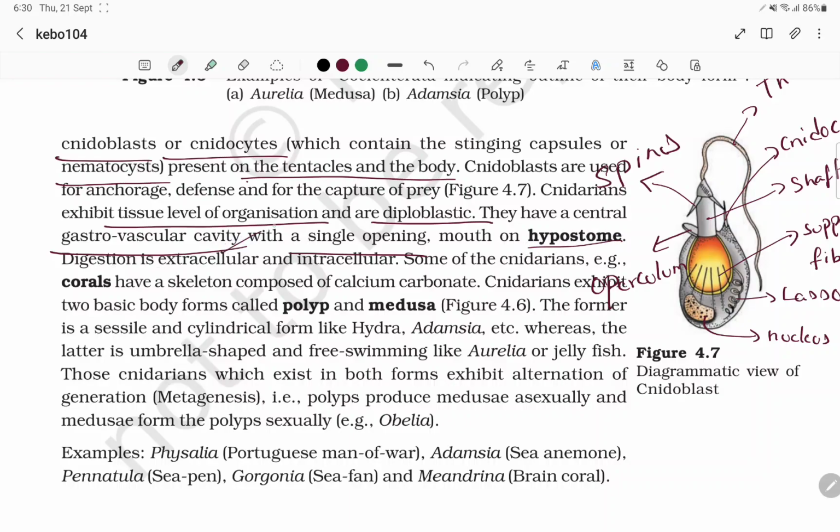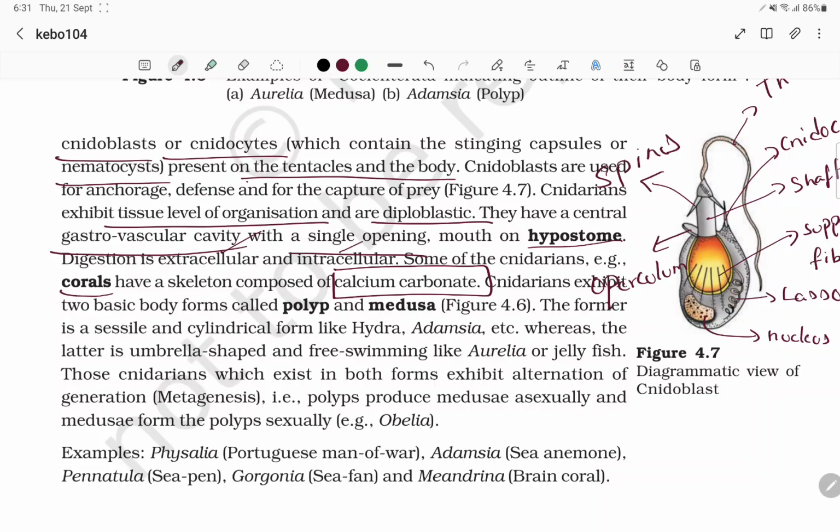Digestion is both extracellular and intracellular. But when you see Porifera, you have only intracellular digestion. Some of the cnidarians like corals also come under Cnidaria. They have a skeleton composed of calcium carbonate, but the sponges are composed of spicules or spongin fibers.